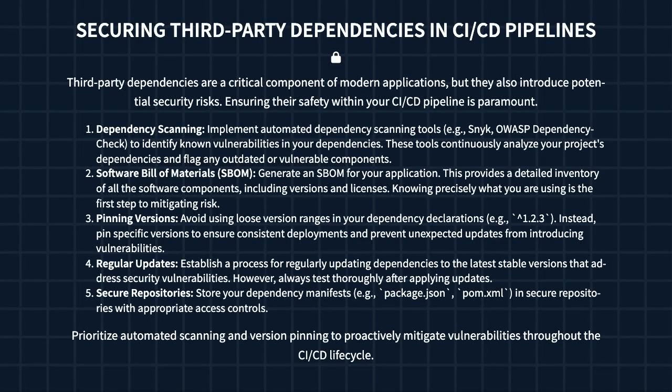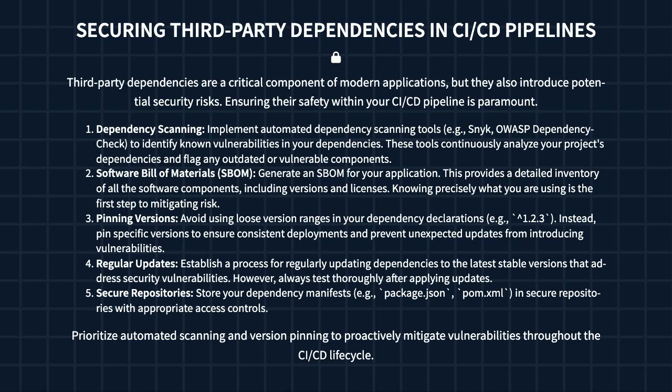Okay, let's talk about securing those third-party components you're using in your projects. They're super common, but they can also be a source of potential problems. The key is to proactively identify and address vulnerabilities. First, we use dependency scanning tools like Snyk or OWASP Dependency Check, which constantly check your project for known issues. Next, it's great to generate an SBOM, essentially a detailed list of everything in your app with its versions.